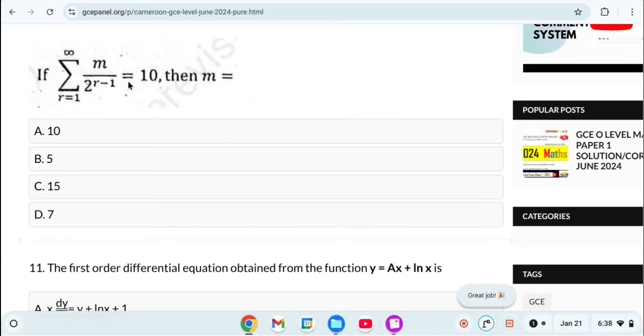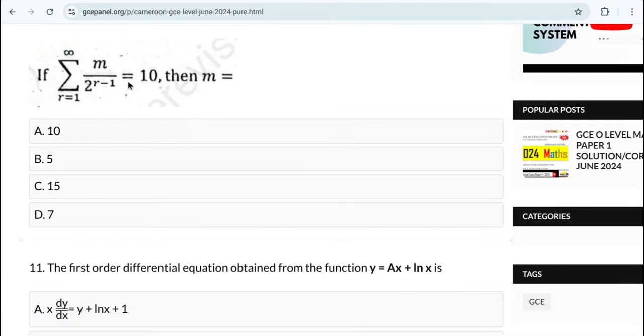And how do you get the sum to infinity? The sum to infinity is given by the first term over 1 minus the common ratio, if r is less than 1. If r is greater than 1, then the sum to infinity will be infinity. So if r equals 1, how do we get the first term? We have m over 2 to the power 1 minus 1. 2 to the power 0 is 1, so the first term here is m.